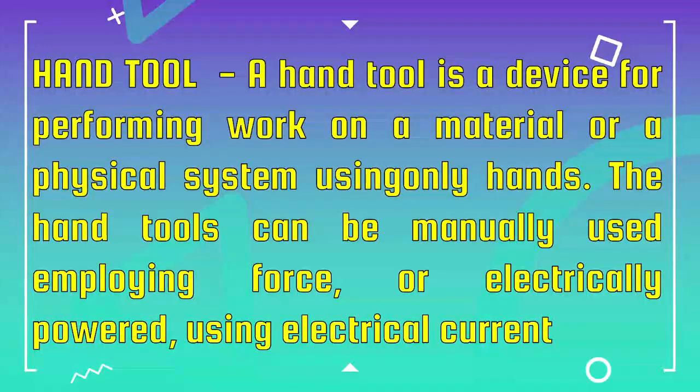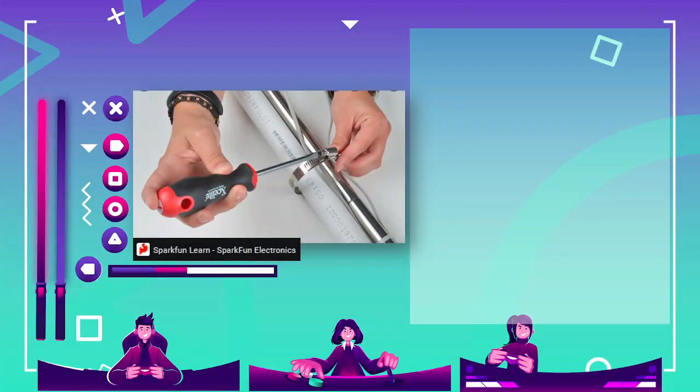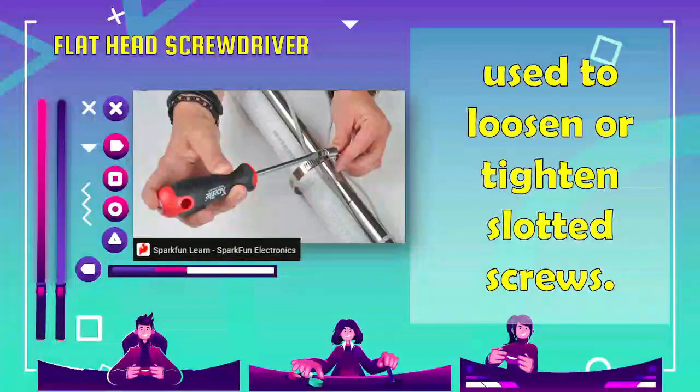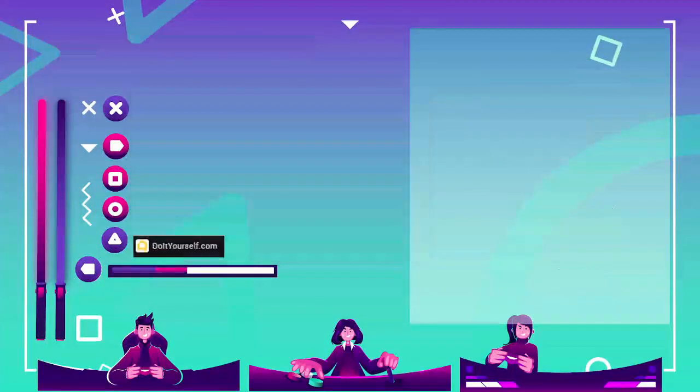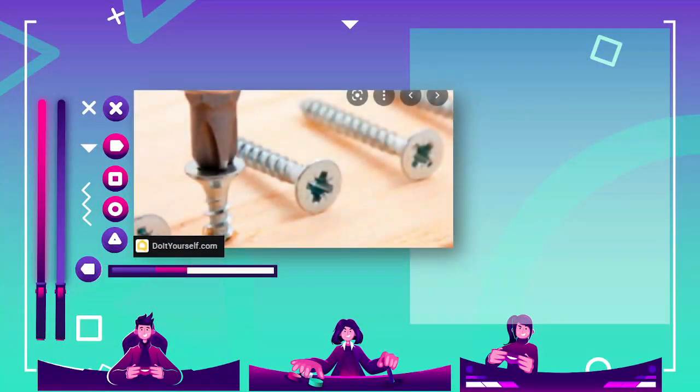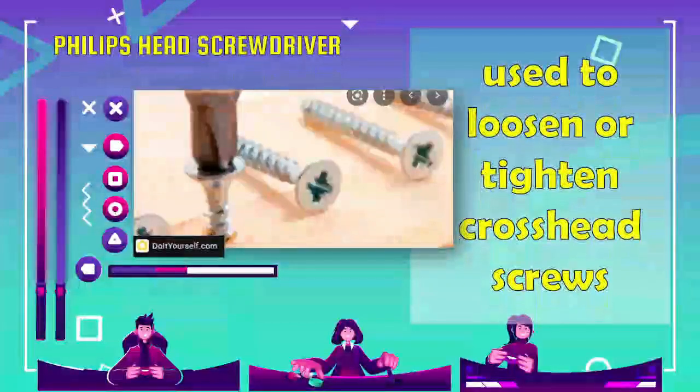Examples of hand tools are as follows. What do you call this one? Yes, it's a flathead screwdriver. What is the function of a flathead screwdriver? It is used to loosen or tighten slotted or negative screws. What about this one? Yes, it's a Phillips head screwdriver. It is used to loosen or tighten crosshead or positive slotted screws.